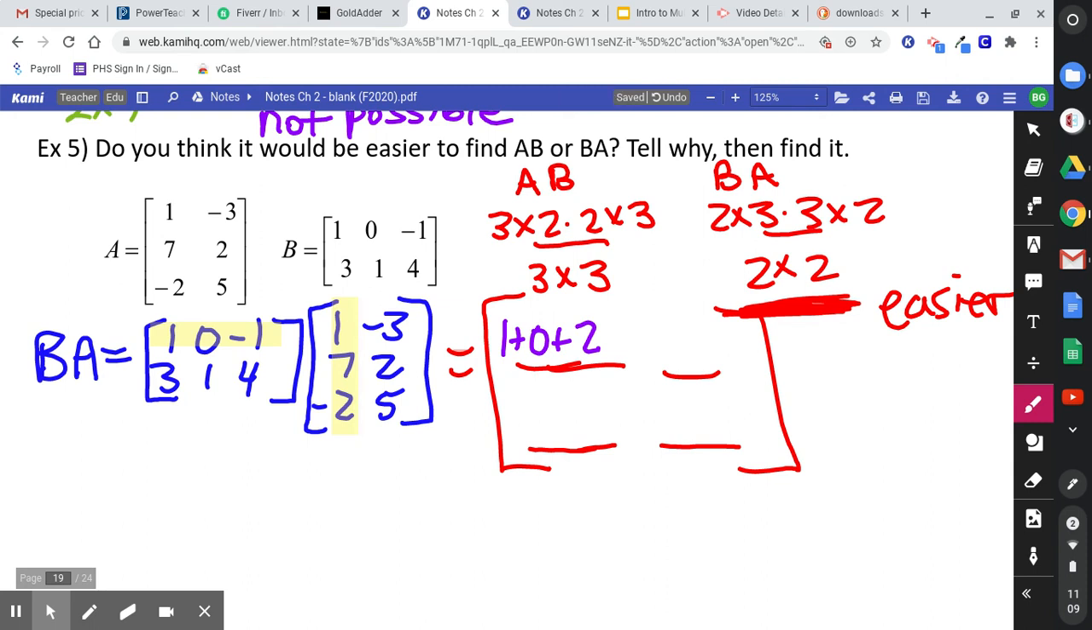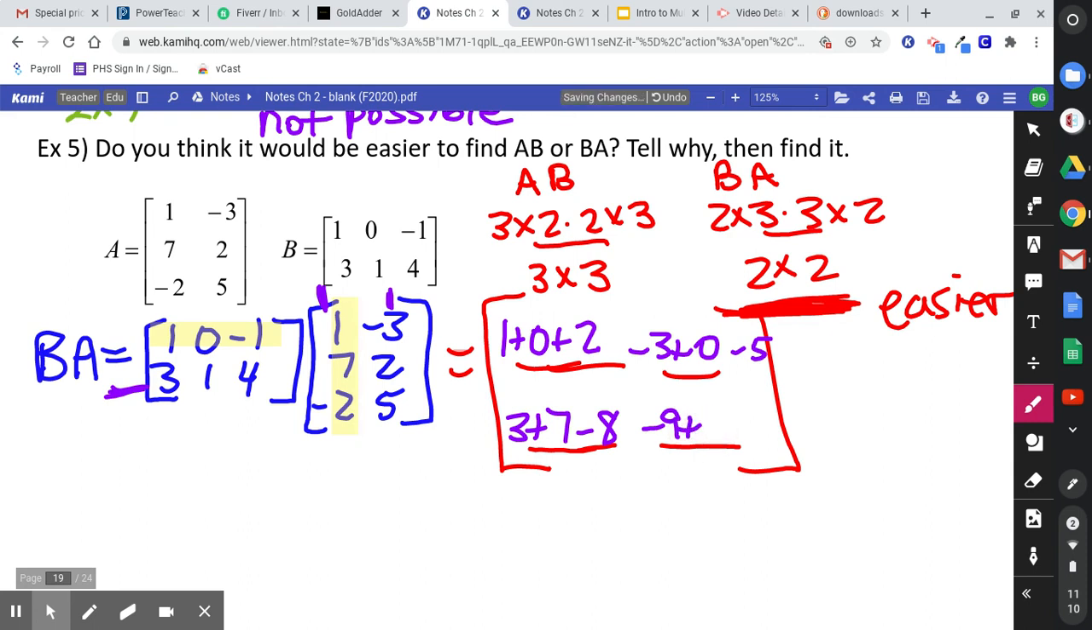First row, second column. That's this column, right? 1 times -3 is -3. 0 times 2 is 0. -1 times 5 is -5. And then second row, first column. 3 times 1 is 3. 1 times 7 is 7. 4 times -2 is -8. Second row, second column. 3 times -3 is -9. 3 times 2 is 6.